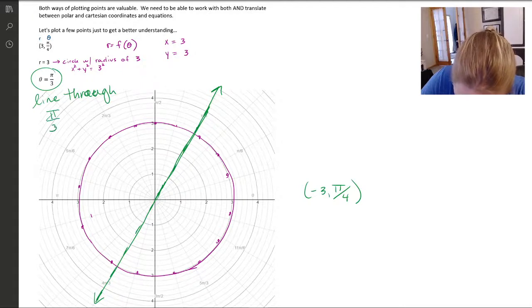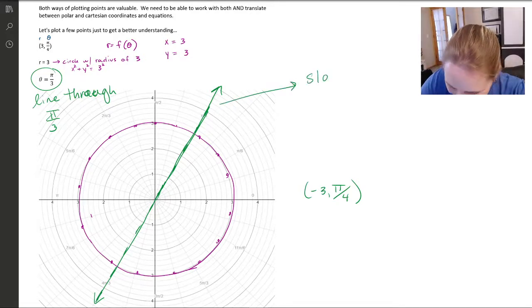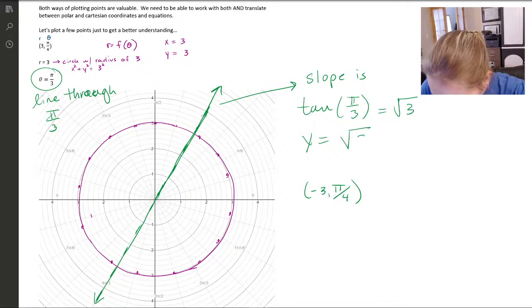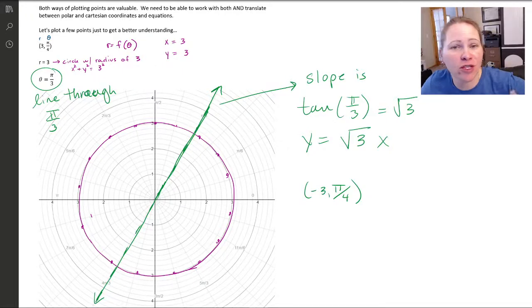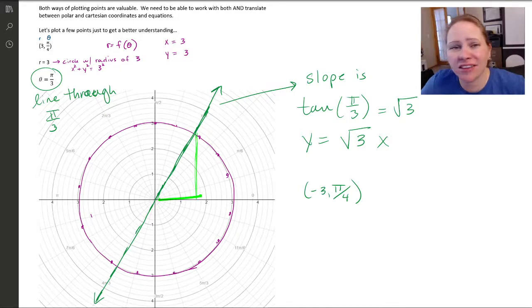pi over 3, which, by the way, in Cartesian format, this line would have a certain slope, and the slope is the tangent of the angle. So here my slope is square root of 3. So the equation in Cartesian would just be y equals square root of 3 x. It's just a line with a slope of square root of 3. So remember, tangent is y over x. It's rise over run. That's my rise over my run in my Cartesian format. So the tangent of the angle is the slope of that line. So there's a little connection.